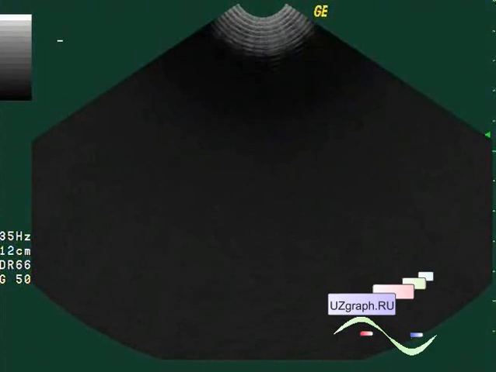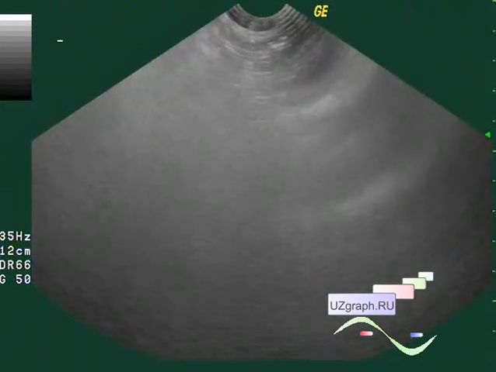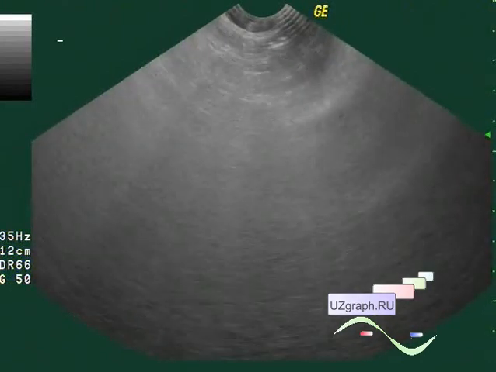I'm a sonologist from Moscow, Russia, and this is a lecture about neurosonography, sonography of the brain in children. The acoustic window for pediatric neurosonography is a large fontanelle or anterior fontanelle, which is located on the top of the head.